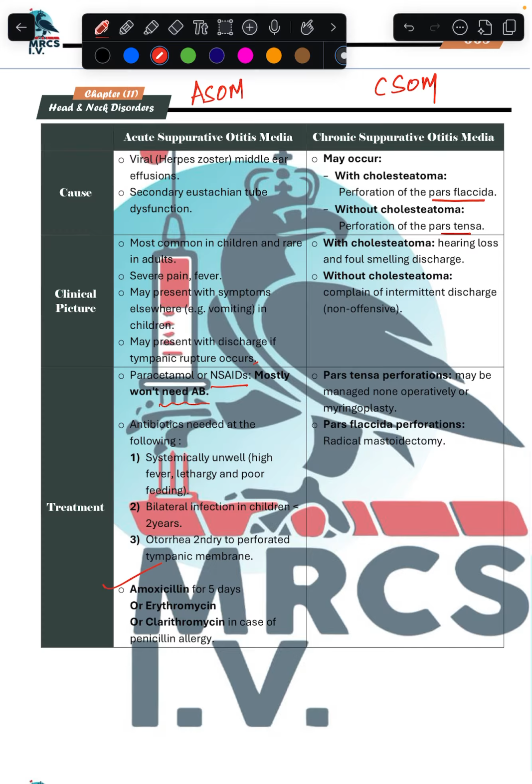Now, clinical picture: if the patient has cholesteatoma, there will be loss of hearing with foul smelling discharge. You see this, you have to answer cholesteatoma. Without cholesteatoma, the complaint is intermittent, non-offensive discharge. Pars tensa perforation may be managed non-operatively or by myringoplasty. This is the tympanic membrane, this part is the pars flaccida, and this is the tensa. Pars flaccida perforation: radical mastoidectomy.